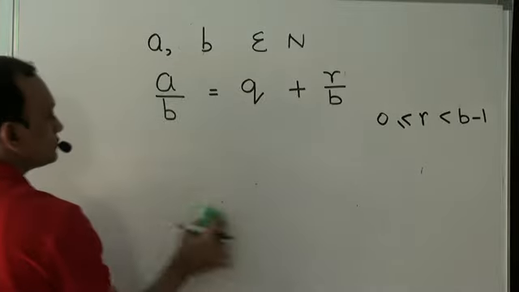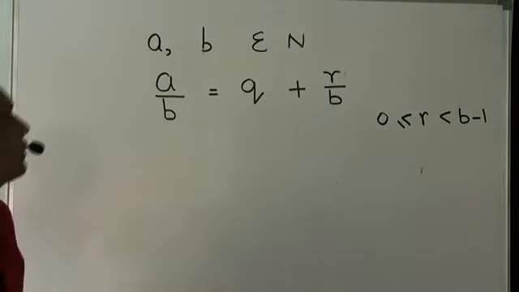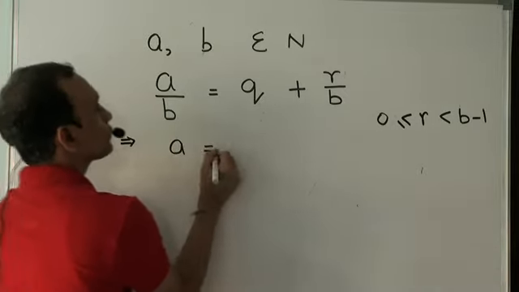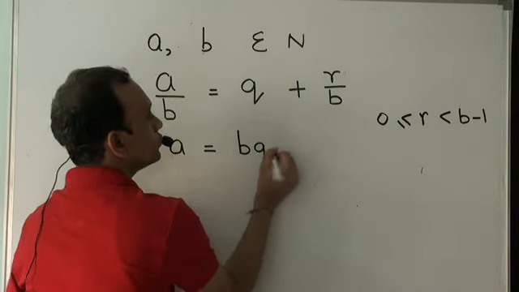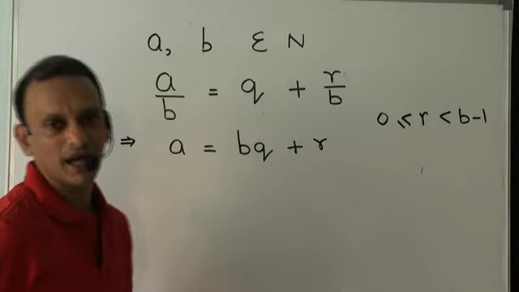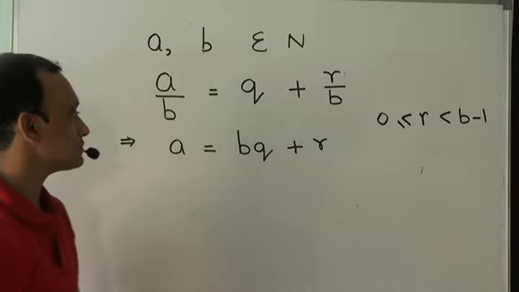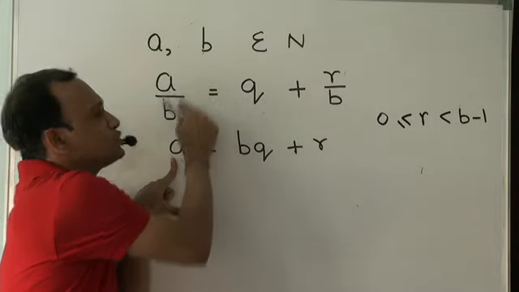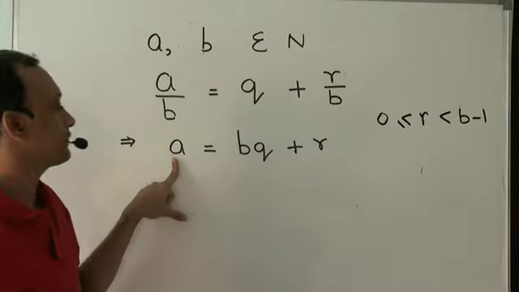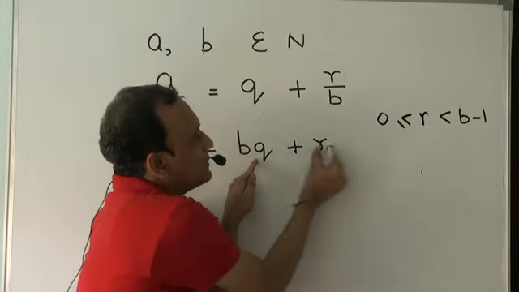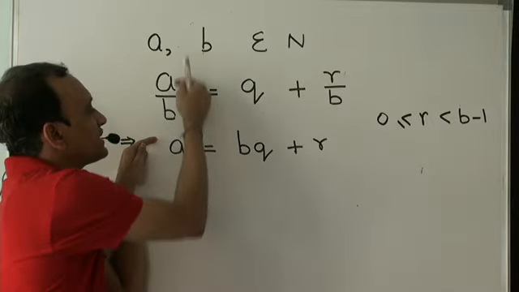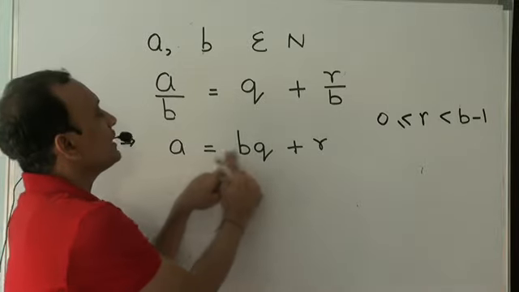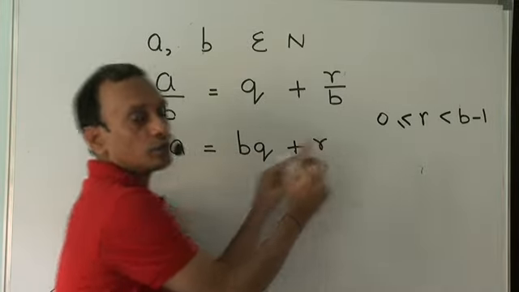Now, I could further write this as A equal to B into Q plus R. A equals B times Q plus R, which means that given two natural numbers A and B, there exist two unique numbers Q and R such that A is B times Q plus R, where what is Q?